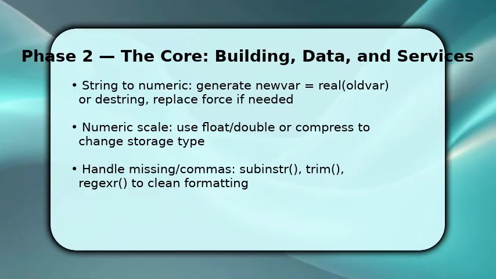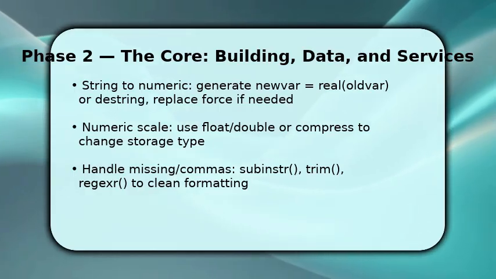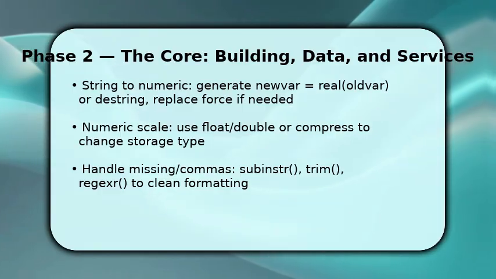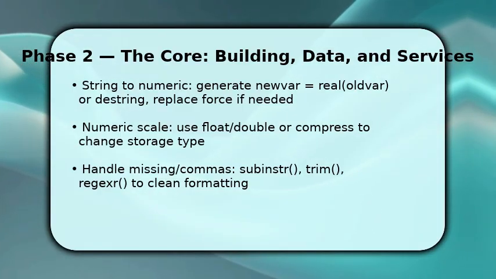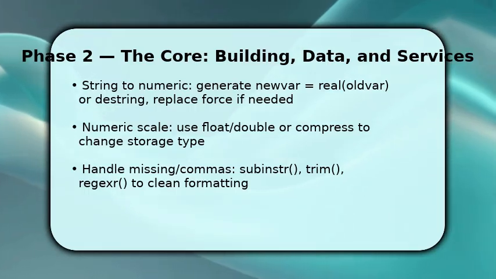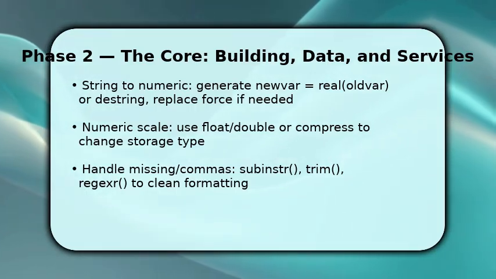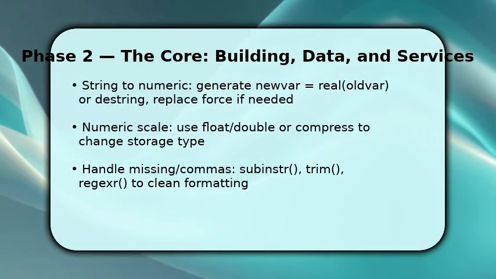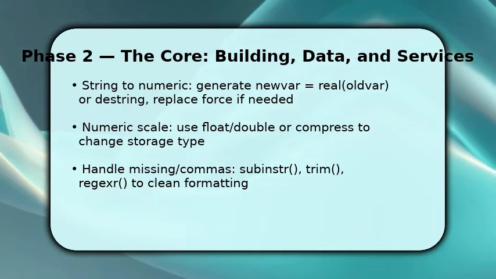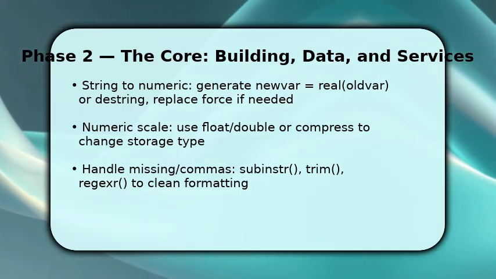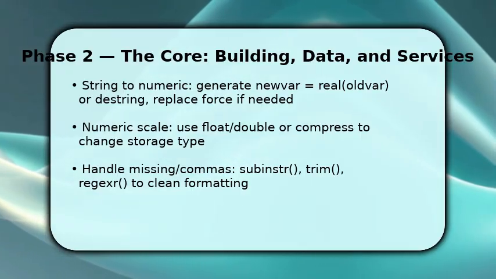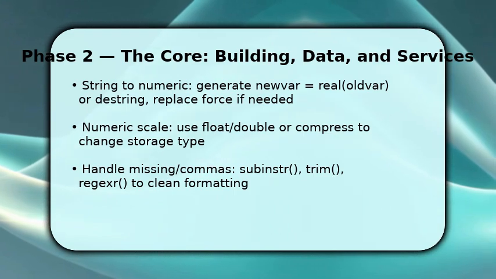Generate numvar equals real trim oldvar, and check with list oldvar numvar, or use destring oldvar, generate numvar if format is simple. For numeric storage changes, use generate newvar equals double oldvar or recast double oldvar to retain precision. Always inspect with tabulate and summarize. If commas or symbols exist, clean first with subinstr or regexr, so numeric conversion succeeds without introducing missing values.